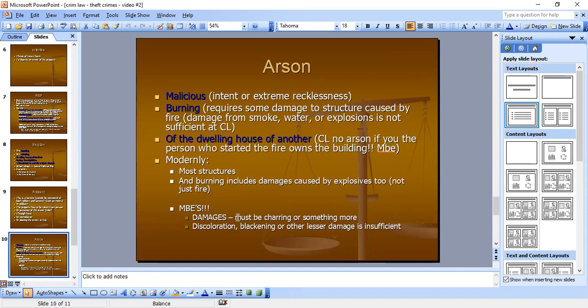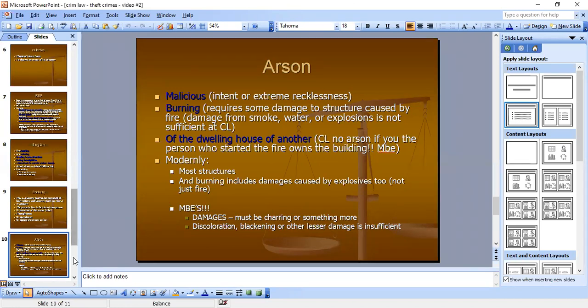Now MBEs, damages must be charring or something more. This is on MBEs. It must be charring or something more. Discoloration, blackening, or other lesser damage is insufficient. Very important on MBEs, this part right here is, I would say, the exceptions. What they always test us on is mostly what they test you on for arson. So know that there has to be charring. Let's go to our next one.